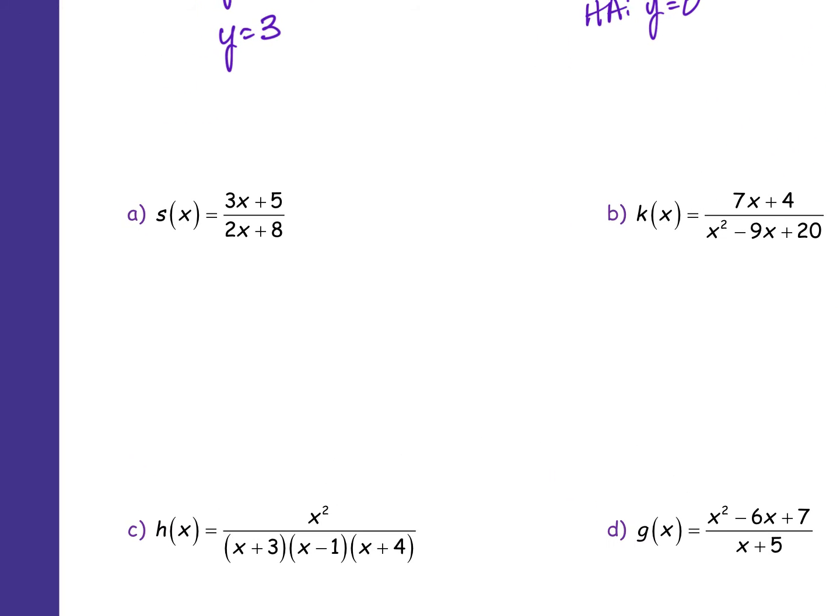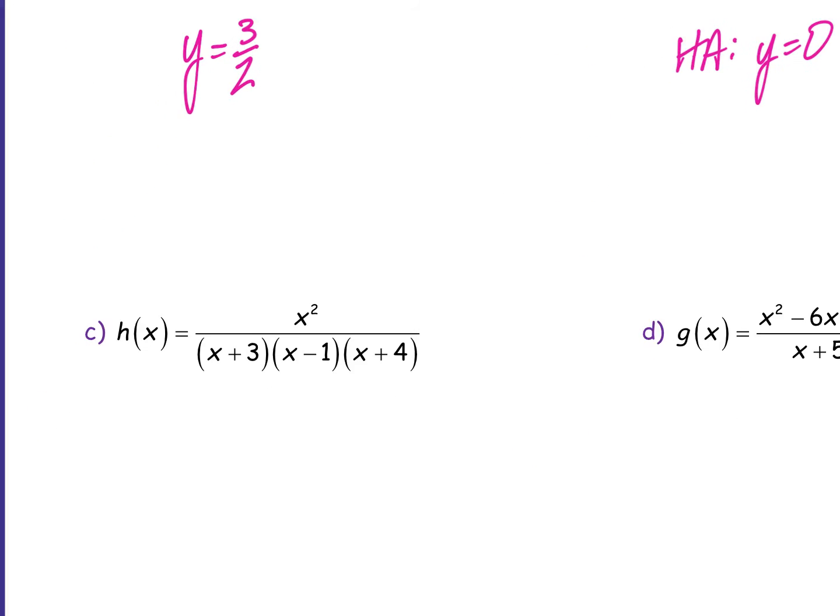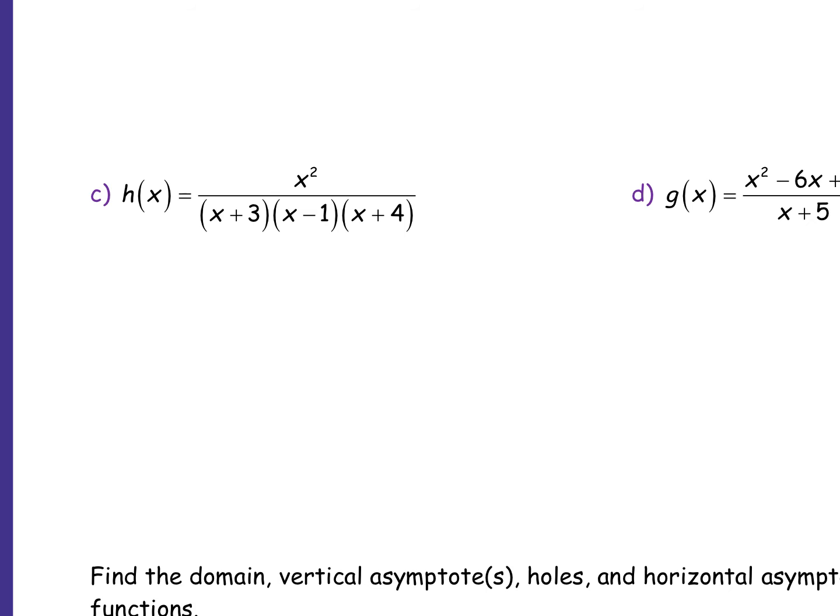So for A, M and N are the same, so it's y equals 3/2. Okay. And B, the top is smaller than the bottom. The top is smaller than the bottom, so my horizontal asymptote is y equals 0. For C, it's the same thing. The bottom is going to be x cubed once I multiply it all out. So I've got a horizontal asymptote of y equals 0.